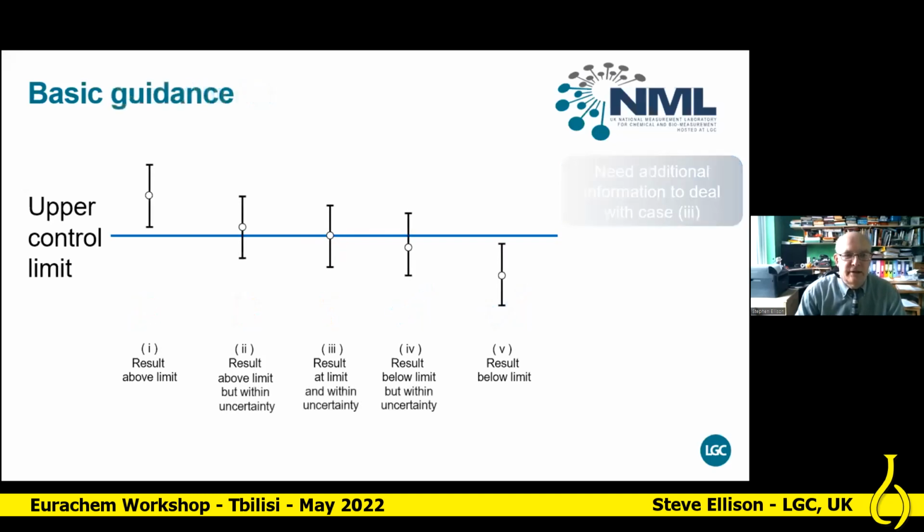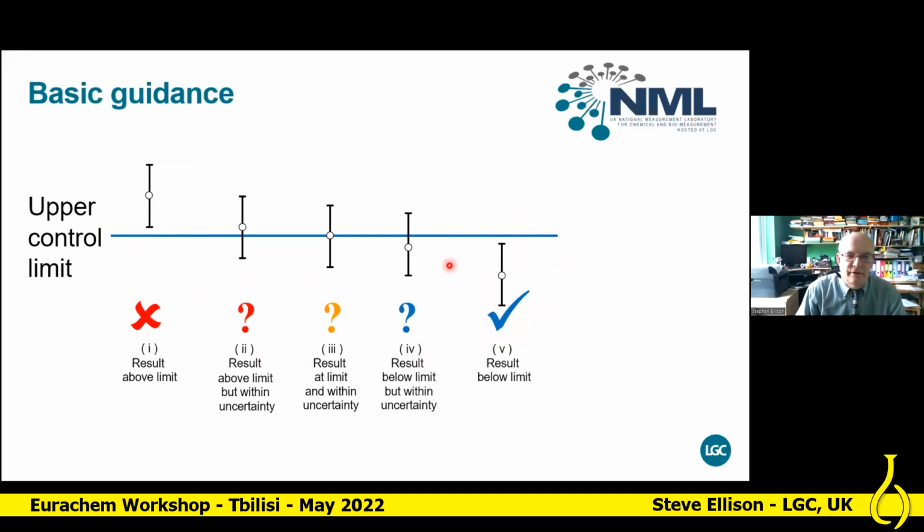Once we've got uncertainty in the picture, of course, things change a little bit. We're probably still happy with this picture where we've got an expanded uncertainty here. So we're pretty sure that the true value is somewhere between these limits. And that means that we're pretty sure that our test material does not comply with this upper control limit. It's above the limit. And at the other end of the scale, again, we've got an uncertainty interval that's wholly below the limit. We're comfortable that that complies.